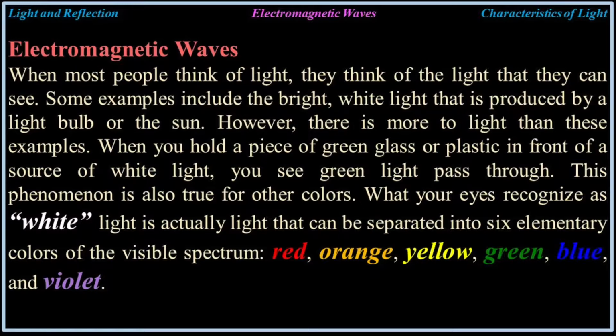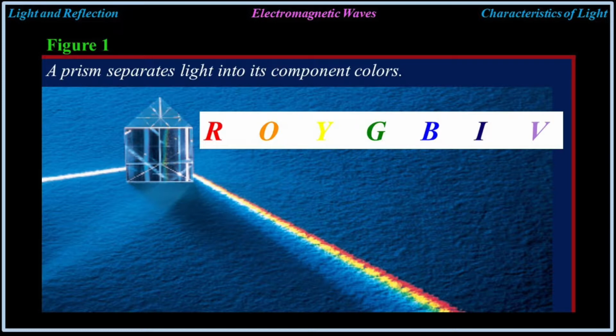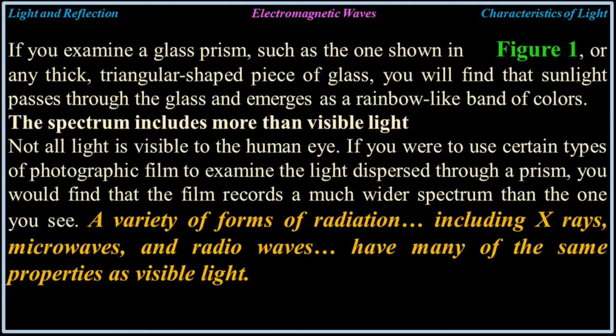What your eyes recognize as white light is actually light that can be separated into 6 elementary colors of the visible spectrum. Actually 7, but we won't argue with them. Red, orange, yellow, green, blue, indigo, and violet. Figure 1, a prism separates light into its component colors, ROY G BIV. Indigo is actually very dark.